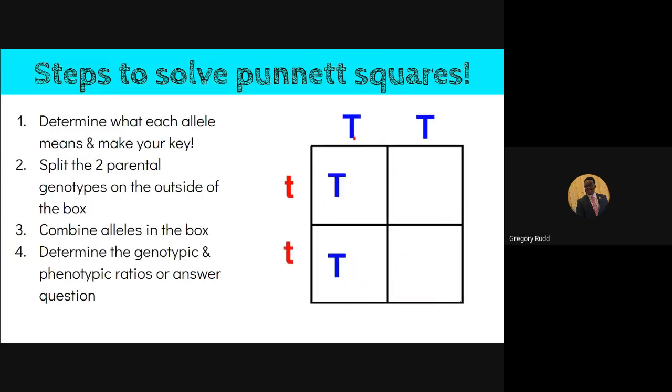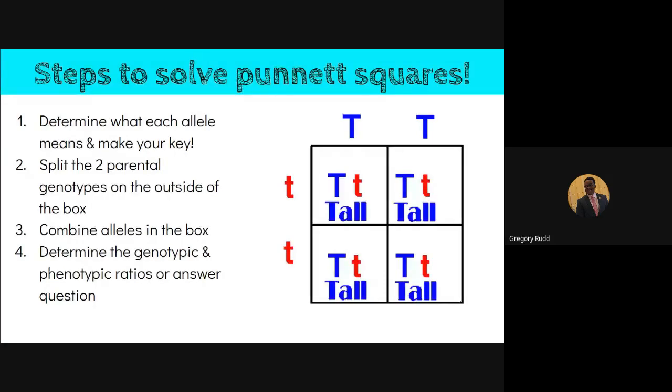Then you're literally going to combine the alleles in the boxes. And then you're going to answer the question. Whatever the question asks of you, you need to be able to pick out that information from your Punnett square. Sometimes the question might be, what are the chances that the offspring of these two parents has the recessive trait? Or, what are the chances that an offspring has the dominant trait?